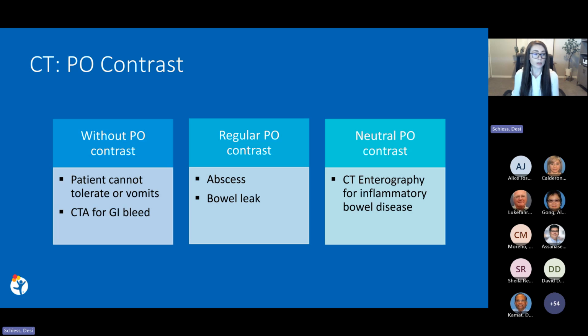There are also some situations where enteric contrast can get in our way, such as with a CT angiogram to look for a GI bleed. If there is enteric contrast in the bowel lumen, it can obscure IV contrast that extravasates into the bowel. Additionally, when we're specifically evaluating the bowel wall, such as in the setting of IBD, it's helpful to distend the bowel with a different type of contrast agent that has a lower density, similar to water.